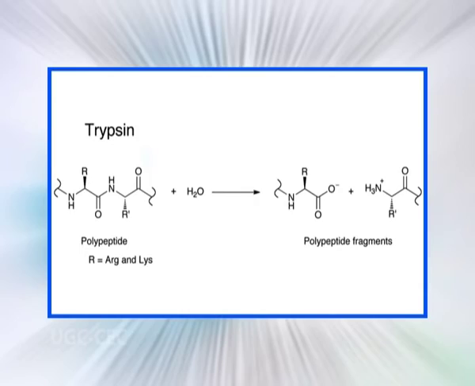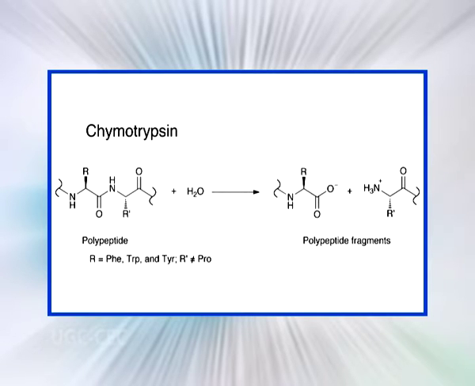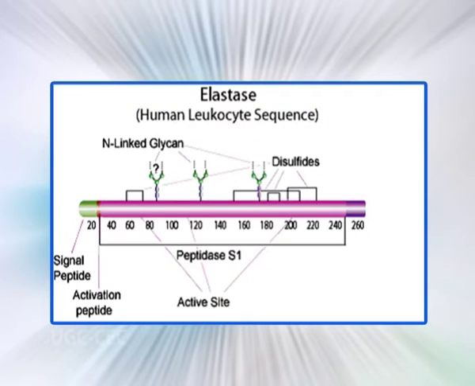The three enzymes cleave peptide bonds in protein substrates on the carboxyl side of certain amino acid residues. Trypsin cleaves on the carboxyl side of positively charged lysine or arginine residues. Chymotrypsin cleaves on the carboxyl side of the bulky, aromatic, and hydrophobic amino acid residues. Elastase cleaves on the carboxyl side of residues with small uncharged side chains.